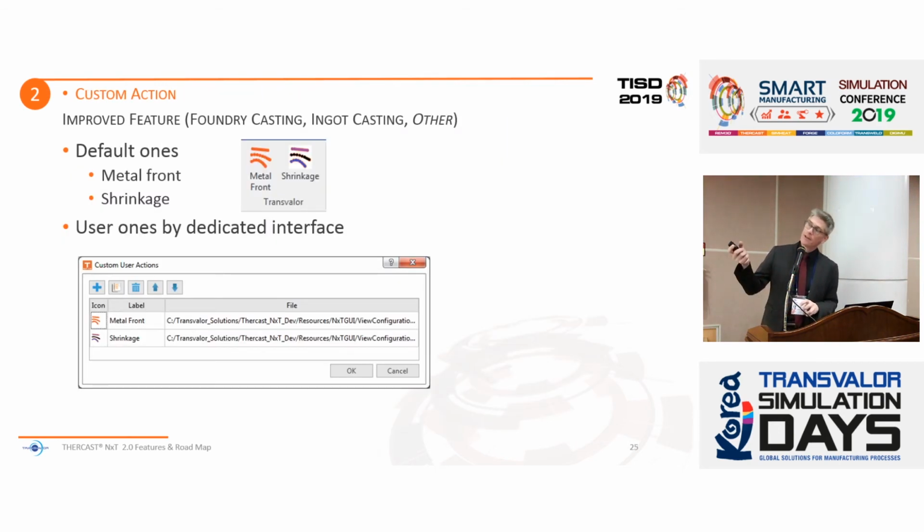Another one, yes, this one is what we so-call custom action. So it's a possibility to do a list of manipulations on the post-processing in one shot. Here we have two kinds of features. One is to track the metal front, and the other one is to track the shrinkage. When you click on this button, you have in one shot a list of actions realized automatically by the post-process. Instead of doing it by yourself click by click, here it's made automatically.